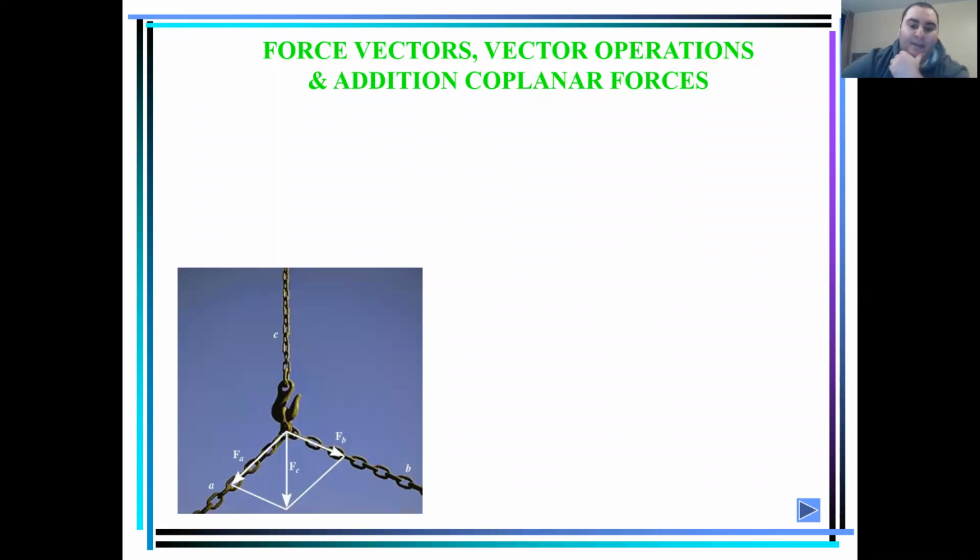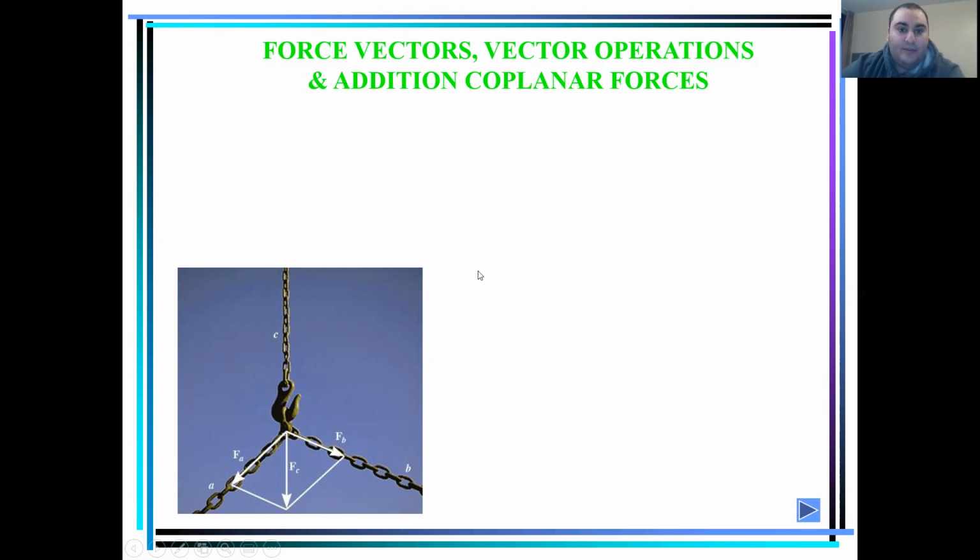Hey everyone, our first mini lecture today will be about force vectors, vector operations, and addition of coplanar forces. Now I want you to look at this image and you can see two different chains, chain A and B, pulling onto one hook, hook C. So how do we calculate the resultant forces on the hook to make sure that it doesn't break, which is our job as engineers? This is an important application on vectors.